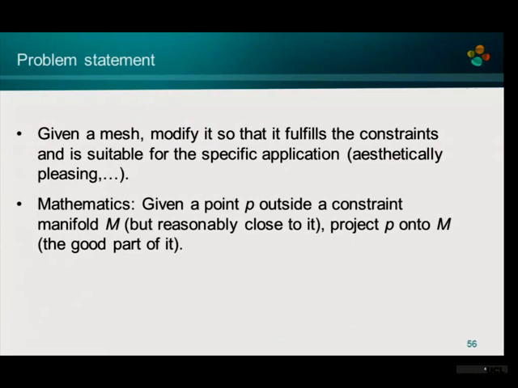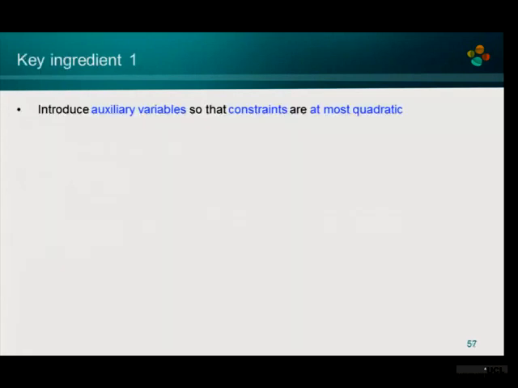Mathematically speaking, we have this constraint manifold or shape space, whatever you call it. We have a point that is outside this shape space because the mesh doesn't fulfill the constraints yet. We would like to project onto this shape space, but onto the good part. The output should be a nice mesh and not a bad one, obviously. There are two key ingredients to achieve this. Well, this is the first one.